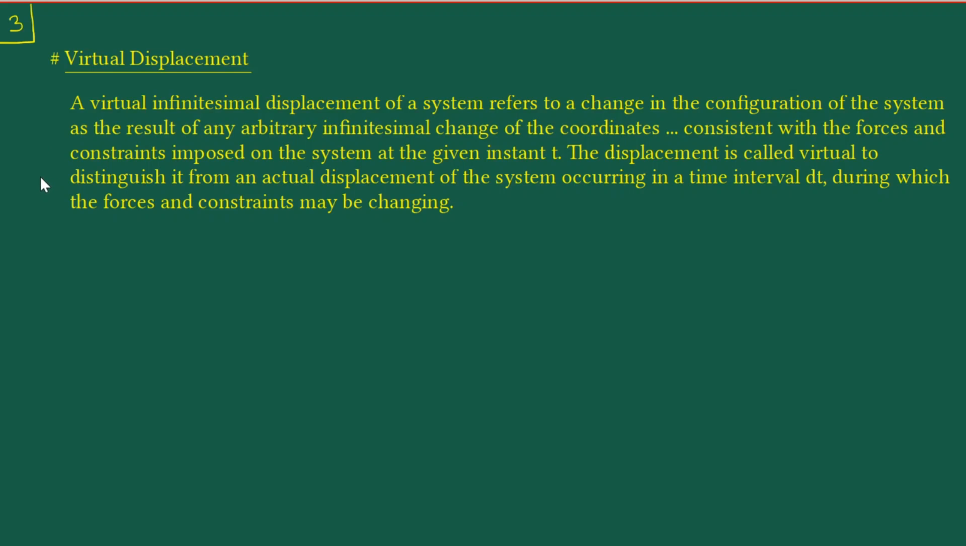So what it says here is that a virtual infinitesimal displacement. Please note that although I've mentioned it to be virtual displacement here, what that book discusses is really the virtual infinitesimal displacement, and we'll see in a more concrete fashion what's the difference between these two. So a virtual infinitesimal displacement of a system refers to a change in the configuration of the system as a result of any arbitrary infinitesimal change of the coordinates.